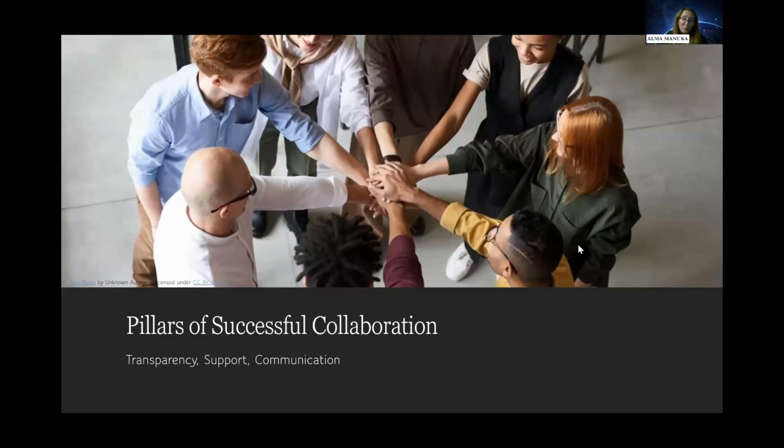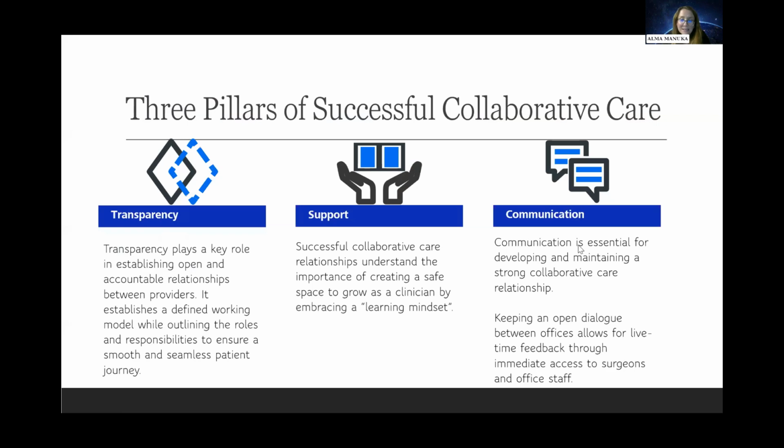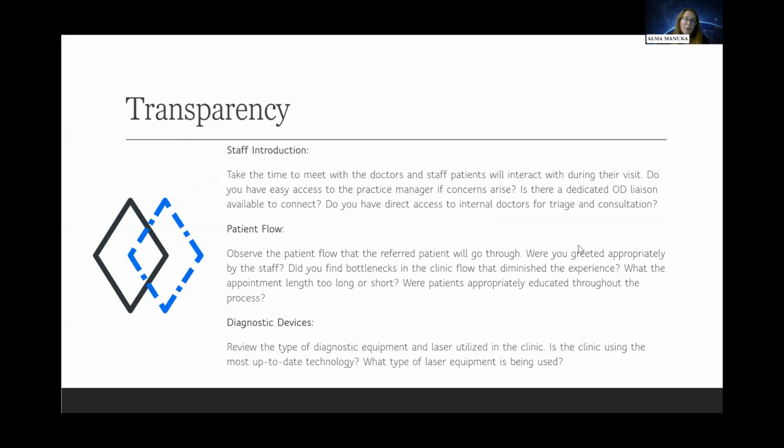Now, okay, collaboration, how to make that successful? How to not see each other as competitors, but instead as partners working for different reasons. Again, in different countries, it looks very differently. So I have put here three pillars that you need to use as a baseline for successful collaboration: transparency, support, and communication. These are just examples.